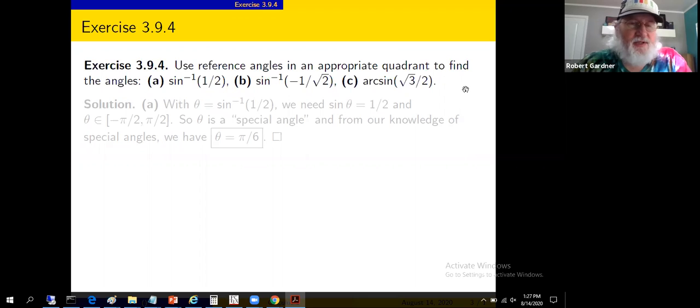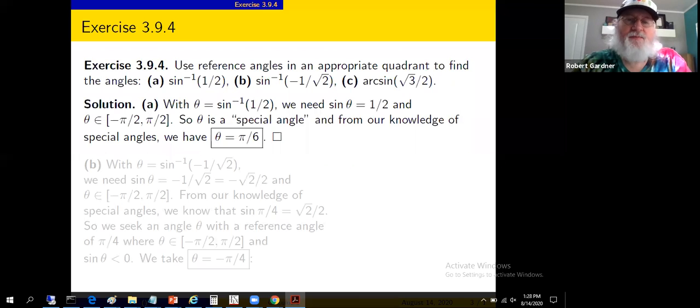For more details on this kind of thing, see section 1.6. With a knowledge of section 1.6 and a knowledge of special angles, I'm going to whip through part A and part C pretty quick. Well, if theta is the sine inverse of a half, let's represent it with theta because it's an angle, then we need the sine of theta to equal a half, and we need theta to be in the range of the arcsine function, the sine inverse function. That is, we need theta to be between negative pi halves and pi halves.